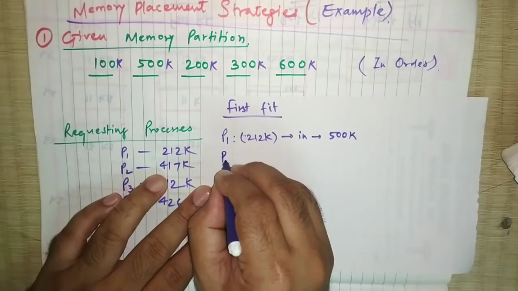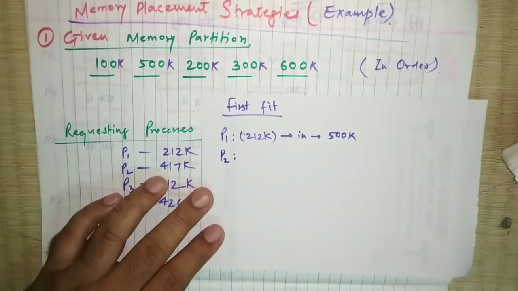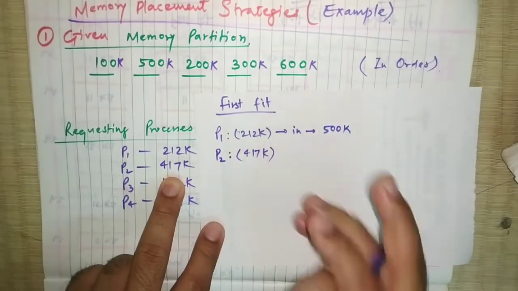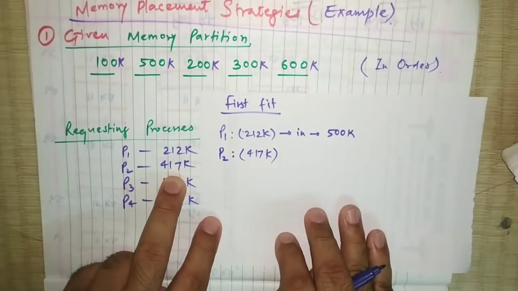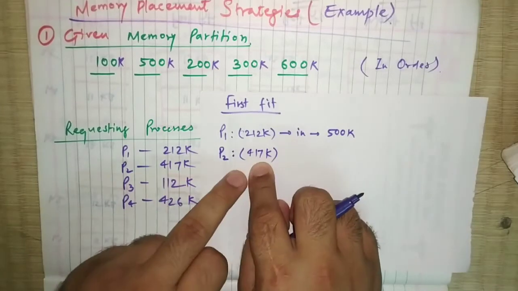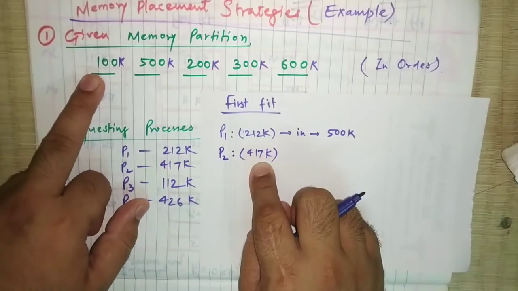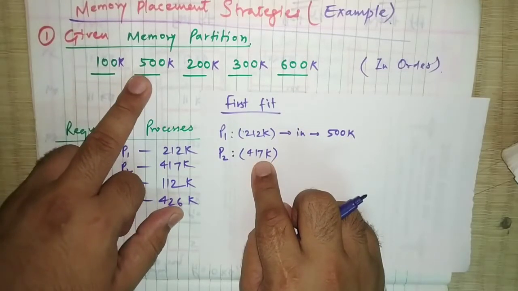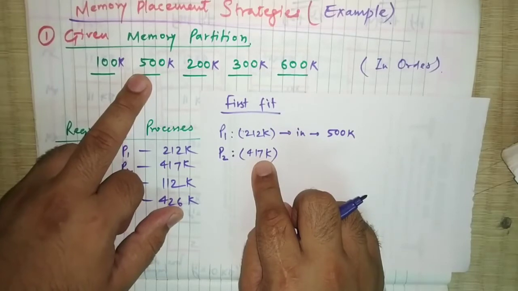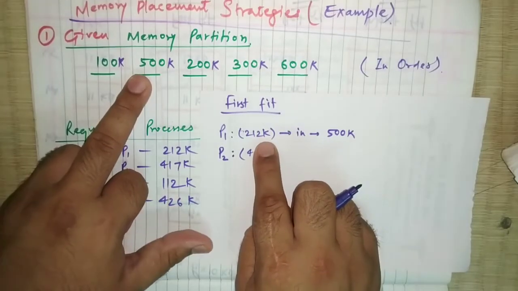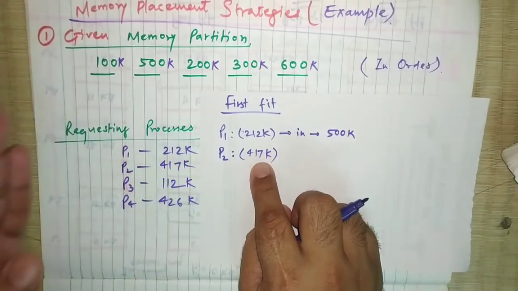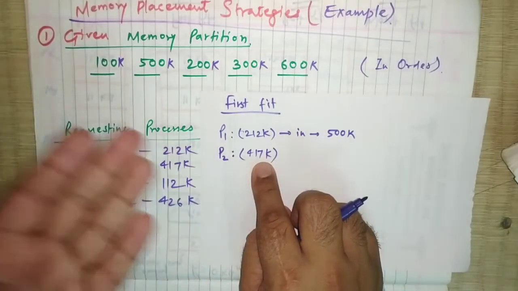Okay, come to process 2. Process 2 has a requirement of 417k. Now we'll again start from the first partition. 100k cannot do it, 417k cannot fit. The second partition we have already broken into 2 parts, as 212k is already used, so we don't have enough space to fit process 2 in that.